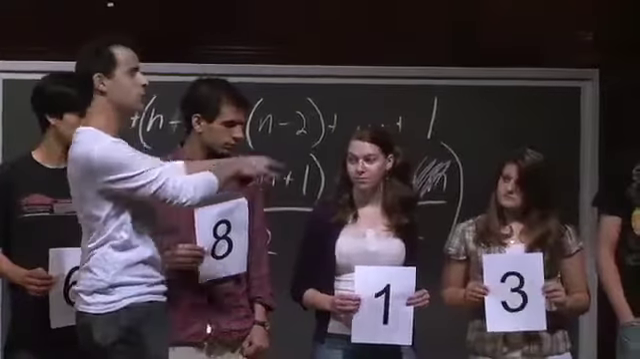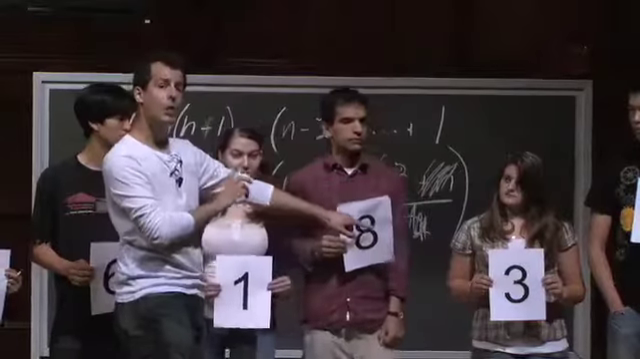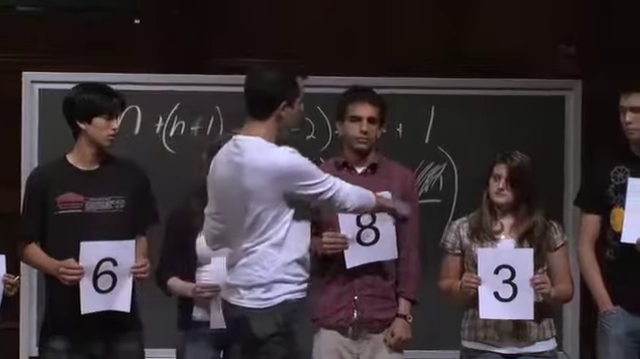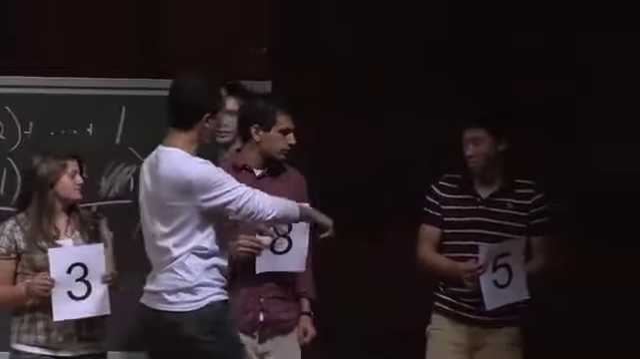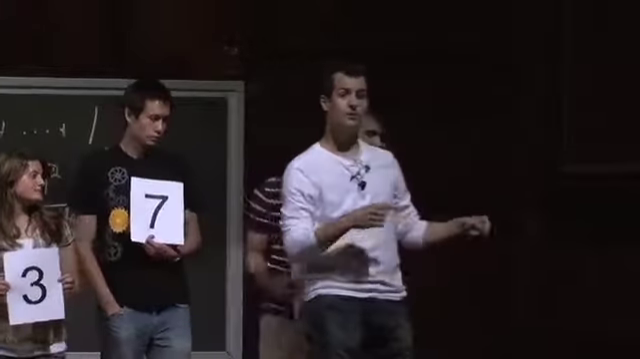8 and 1, let me do a swap. But again, I'm not backtracking. I'm still making forward progress. 8 and 3, got to swap these 2. 8 and 7, going to swap these 2. And then 8 and 5, going to swap these 2. Done, right?